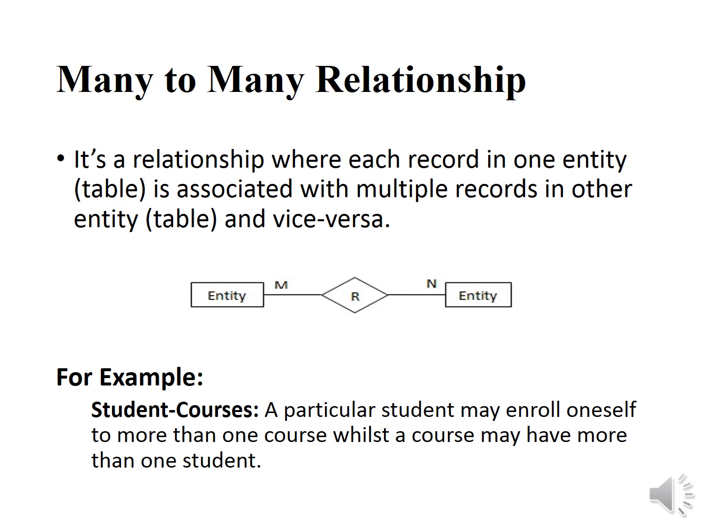And in many-to-many relationship, each record in one entity is associated with multiple records in another entity, and vice versa. And we have taken the example of student courses. A particular student may enroll oneself in more than one course, while a course may have more than one student.